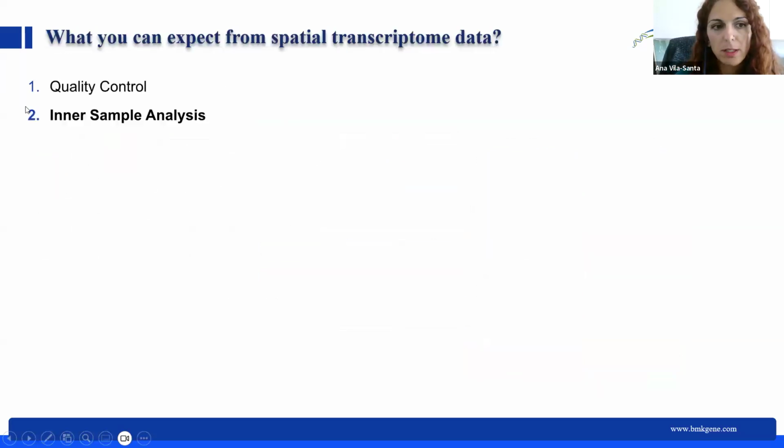So we have quality control, and then we can start by analyzing sample by sample. That is, not comparing different samples, but only looking at one sample by itself. And this is what we call the inner sample analysis.